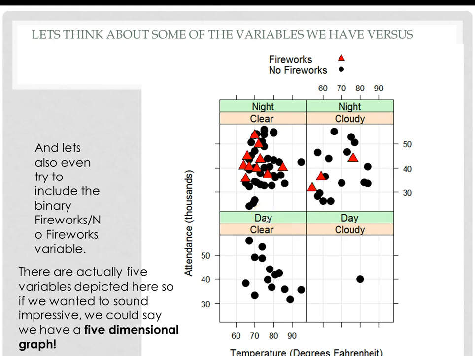What was that called? Day-night. And clear is what? Sky's variable. That's already 4. And then one more is what? Fireworks versus no fireworks. So we actually have 5 variables being depicted here, or we could say a 5-dimensional graph. Okay, if you want to make it sound fancy, right? Of course, the dimensions are not physically there, but we could say we have a 5-dimensional graph.